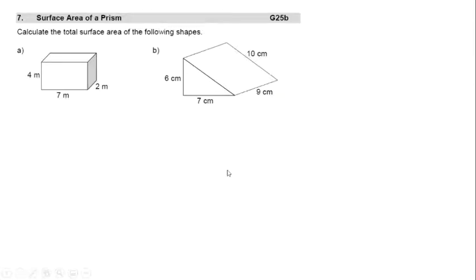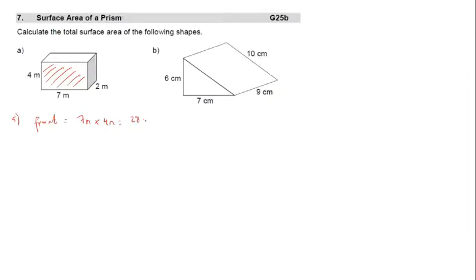Right, then question 7 is on surface area of a prism. Remember, surface area just means the area of all the surfaces on a shape. So if we do shape A, then remember, this is a cuboid, okay? And a cuboid's got 6 faces. And they're all rectangles. Remember, you've got the front, which is here, okay? And that's a rectangle. So it's length times width.